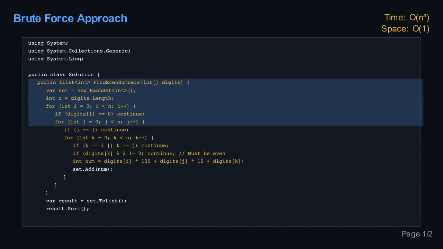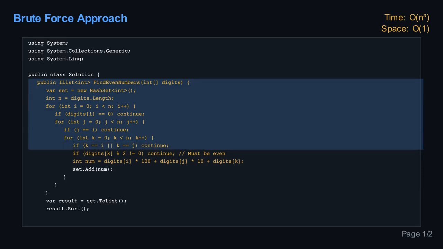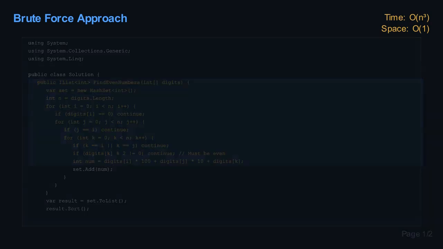This involves a lot of permutation generation, leading to redundant checks and a time complexity of n cubed, where n is the number of input digits, which can be up to 100. Space complexity is big O of 1, constant time for the hash set.